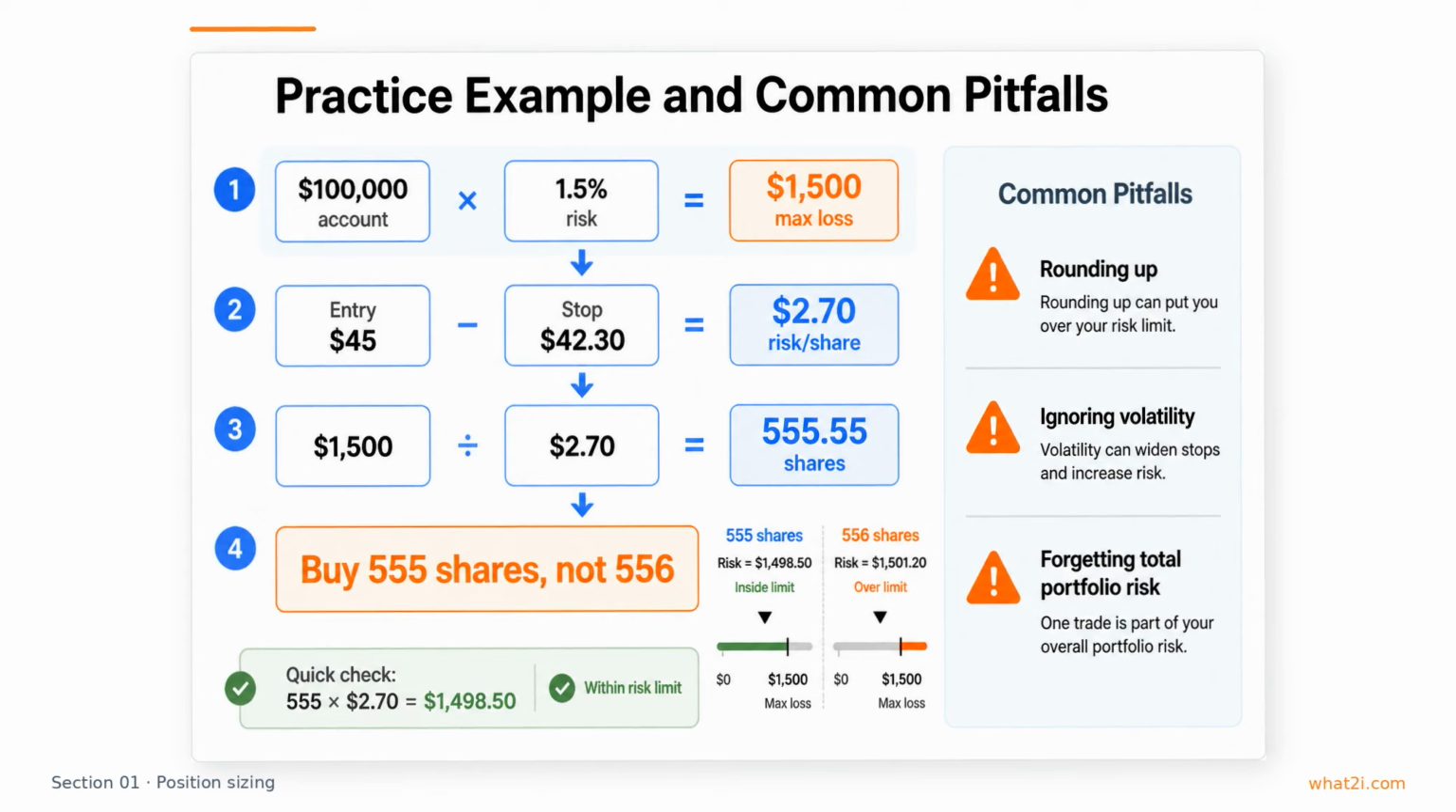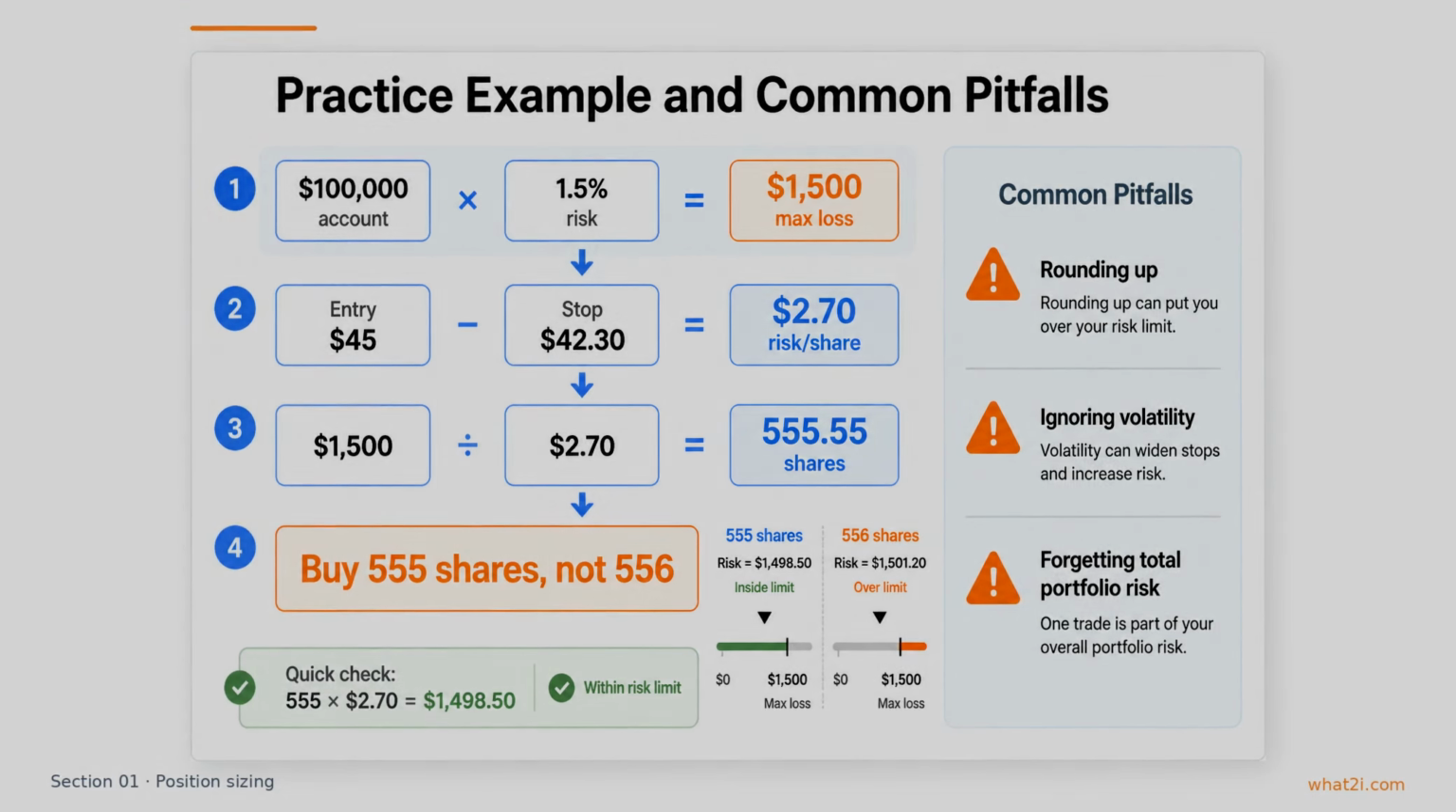The common mistakes are simple but costly. Rounding up, ignoring that volatility may make the stop unrealistic, or forgetting that one trade exists inside a larger portfolio. Position sizing works best when it is precise, conservative, and connected to total portfolio risk.